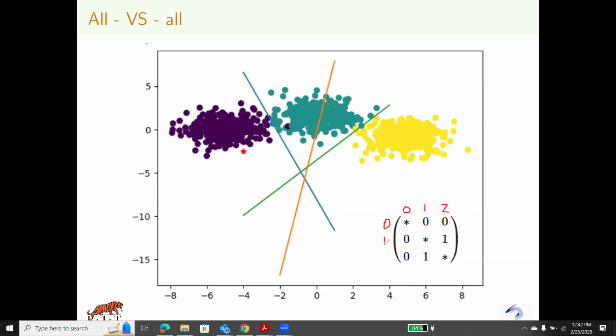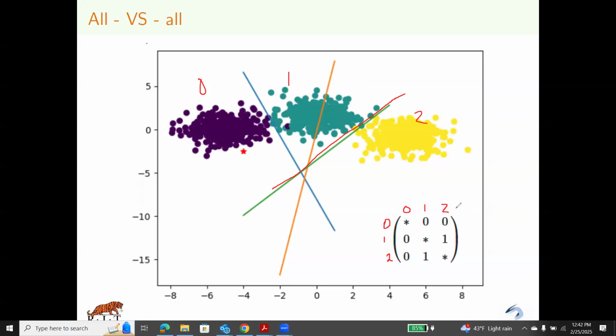Then between classes 1 and 2, between yellow and green points, this line will be our decision boundary, and the red point will classify as class green. So that's why we return label 1 here. If we label our classes 0, 1, and 2, we will classify as green. And then we build binary classification between classes 2 and 0, but it's the same as between 0 and 2, so this metric is symmetric.